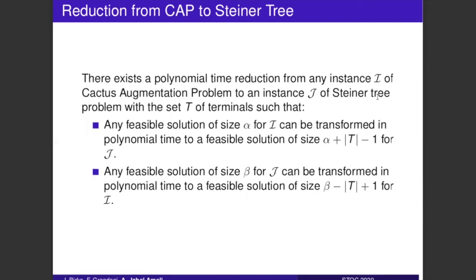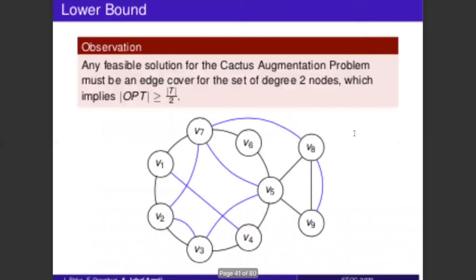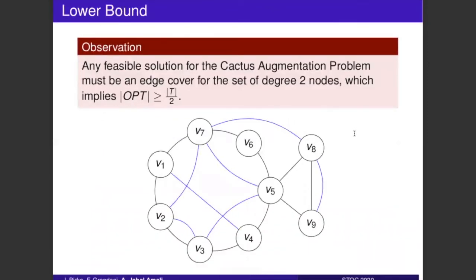Note that the reason that we have this small changing value is that in the Steiner tree problem, we want to minimize the number of edges. However, here we are interested to minimize the number of Steiner nodes in the tree since the Steiner nodes are the links. We also have a simple lower bound.